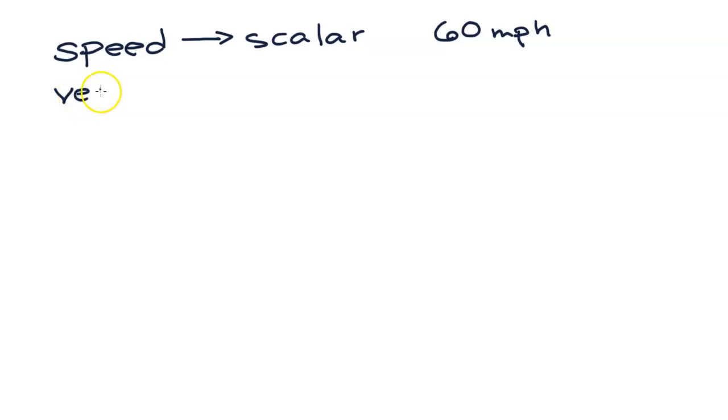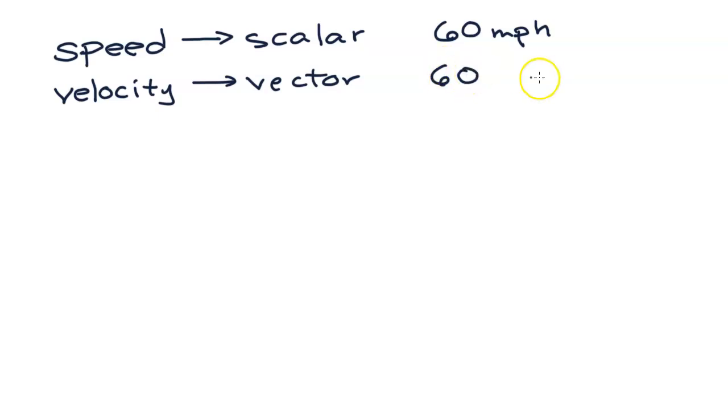When something is moving in a circle, we can also talk about its velocity. And the velocity is a vector quantity, and it does have a direction. So we would say something like 60 miles per hour north, or we could use a direction, like we could point up and show that that's the direction of the object moving.